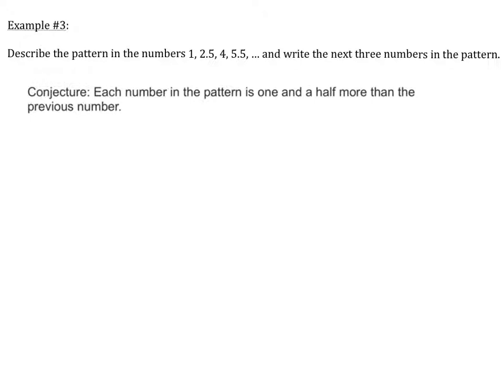And then to find the next 3 numbers, I'm just going to take the last number, 5.5, and add 1.5 to it. So 5.5 plus 1.5 is 7. 7 plus 1.5 is 8.5. And 8.5 plus 1.5 is 10. So again, I'm using inductive reasoning to figure out these patterns and to state my conjecture.